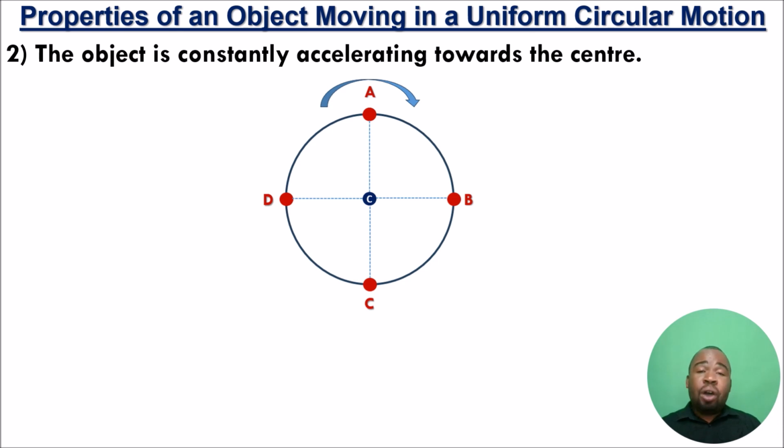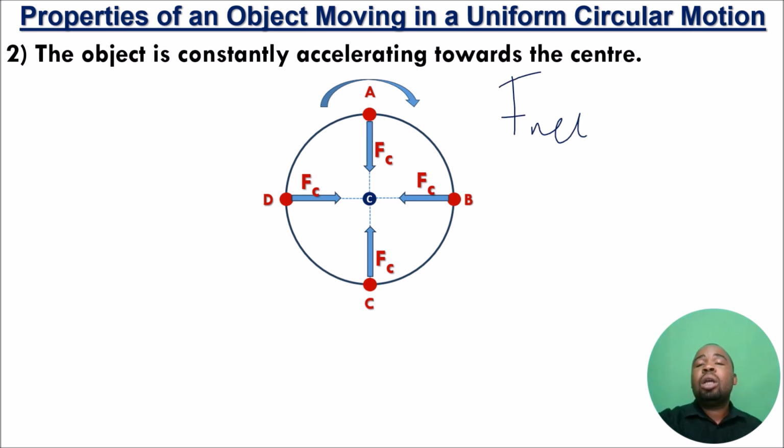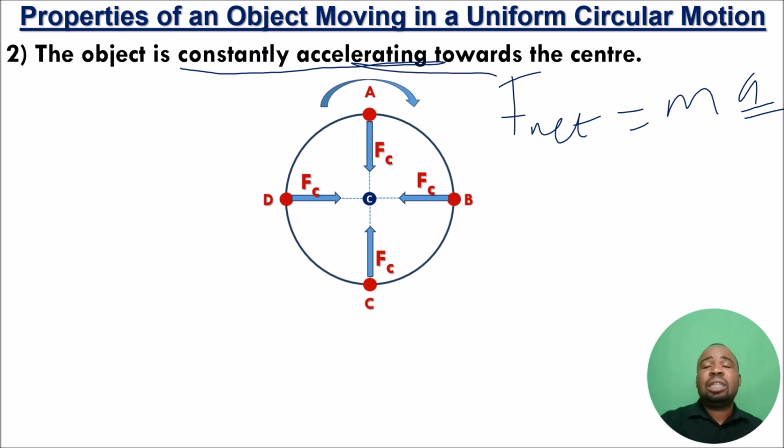Now, the object is constantly accelerating towards the center. Why are we saying so? We said the net force is acting towards the center. The centripetal force is acting towards the center. And according to Newton, if there is a net force, there must be some acceleration on an object. So the object is constantly accelerating towards the center. Why? The acceleration must be in the direction of the force. Since the force is towards the center, the acceleration is also towards the center.